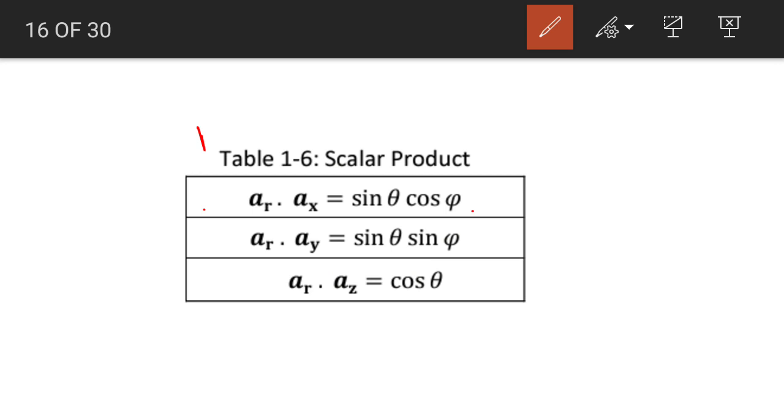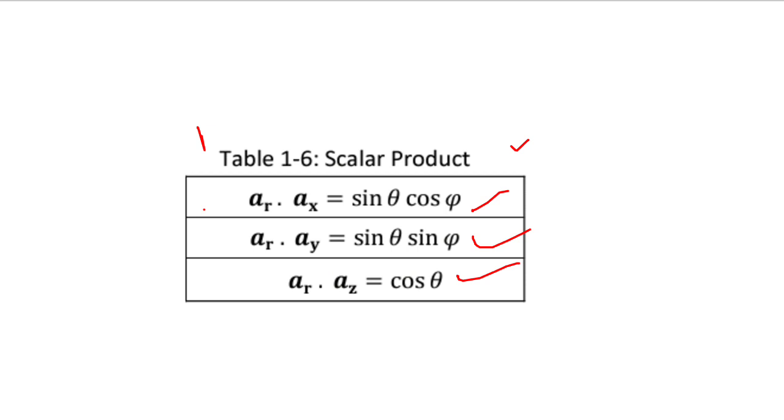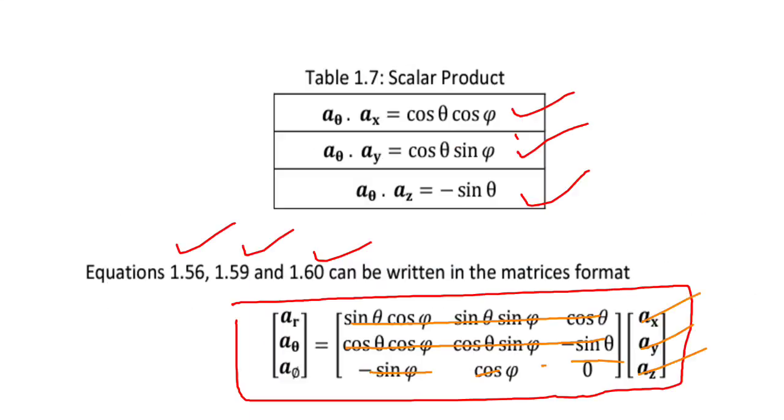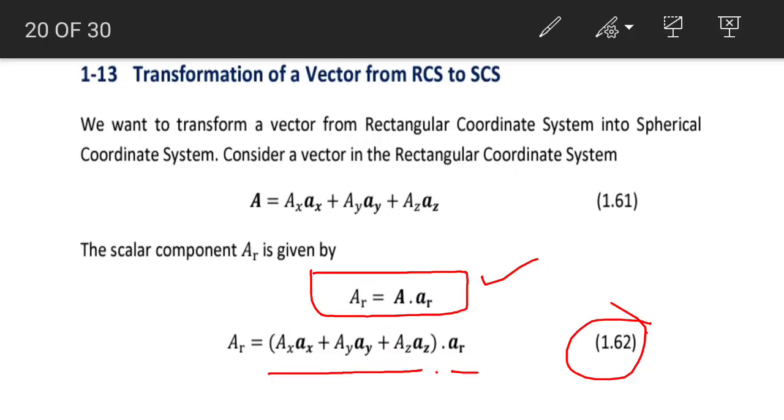We know that AR dot AX is sine theta cos phi, AR dot AY is sine theta sin phi, AR dot AZ is cos theta. This table is very important because this table helps you to transform a vector from the rectangular coordinate system into spherical coordinate system, or a vector from the spherical coordinate system into rectangular coordinate system. So we simplify equation number 62 with the help of that particular table.